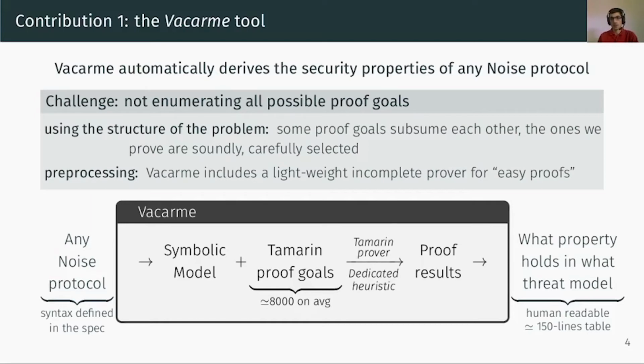Vacarme then runs Tamarin on these proof goals with a dedicated heuristic and collects the results in a nice human-readable table. In about 150 lines, it tells you what property holds in any of all the threat models I described before.